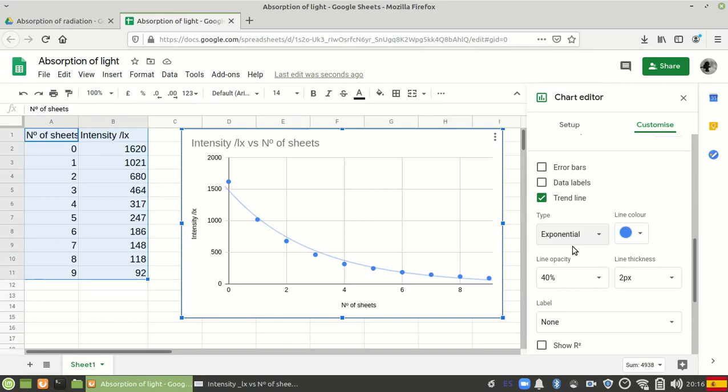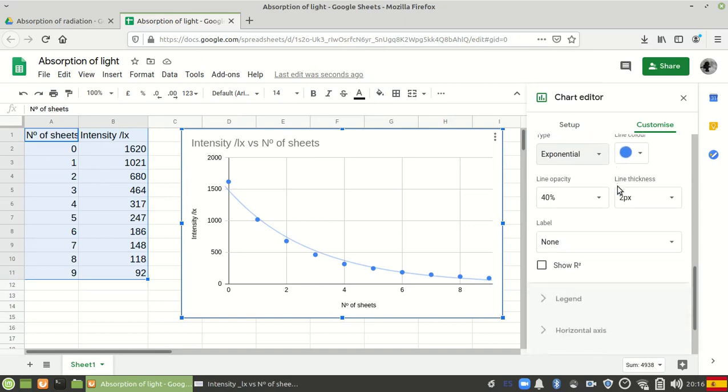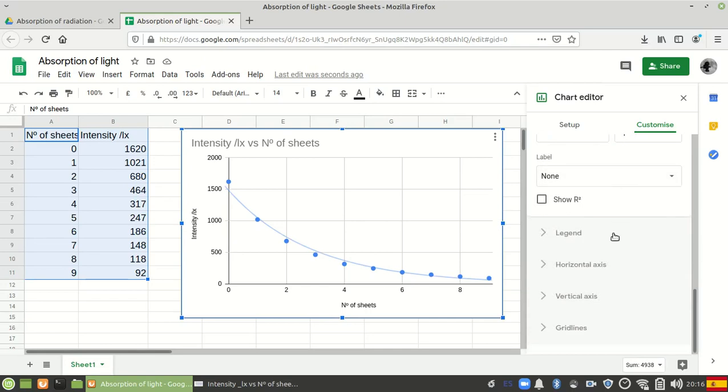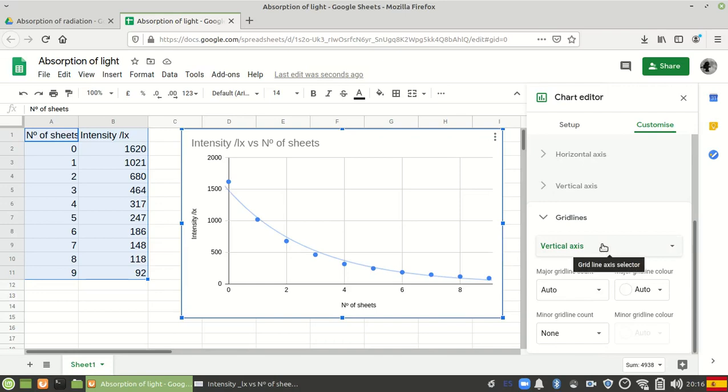Now we can download this graph, but before we do that I'm going to make it look a little bit more like real graph paper and make it easier to read from by adding in some more lines. To do that I have to go right down to the bottom to where it says Grid Lines. Here it says the vertical axis. Well, if you notice, our vertical axis is only marked every 500, and it would be quite useful to have marks every 100.